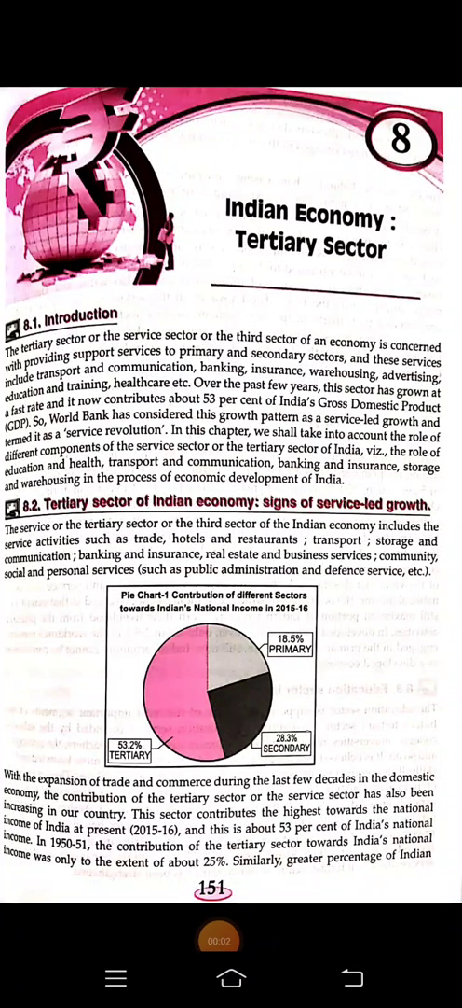Begin with chapter number 8 from your economics book of grade 9, and the name of the chapter is Indian Economy Tertiary Sector. So already we have come across the primary sector, the secondary sector, and in this chapter we are going to learn about the tertiary sector.